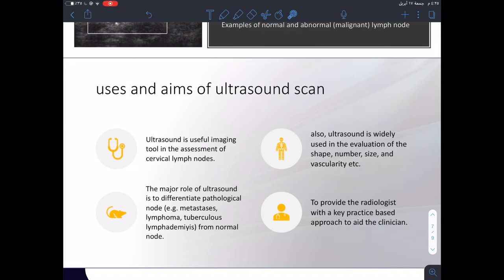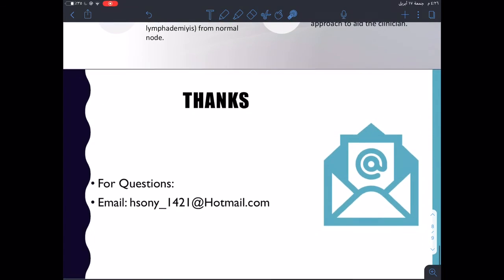So the uses and aims of ultrasound scan. The ultrasound scan is a useful imaging tool in the assessment of cervical lymph node. This one is very important to know. The major role of ultrasound is to differentiate pathological nodes like metastasis, lymphoma, tuberculosis from normal nodes. Also, ultrasound is widely used in evaluation of the shape, number, size, vascularity and others. Also, to provide the radiologist with a key practice-based approach to aid the clinician.